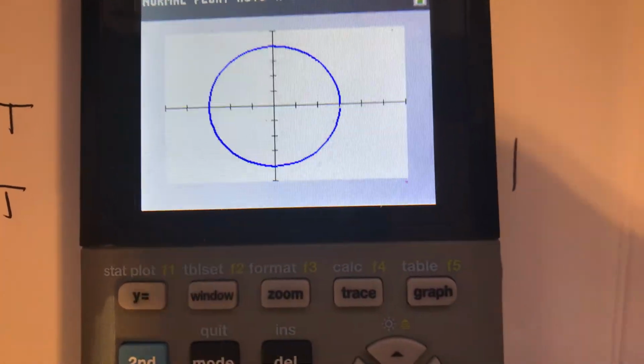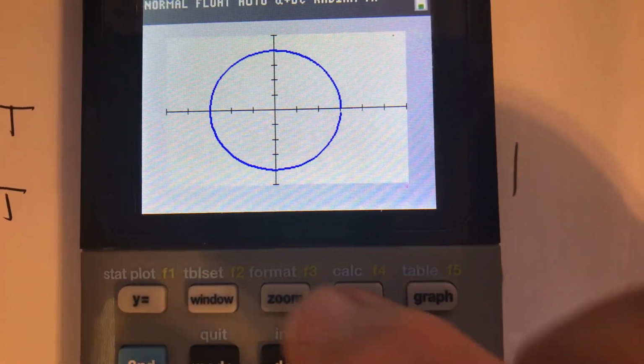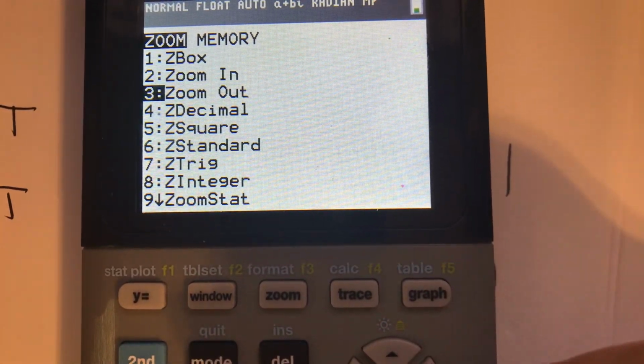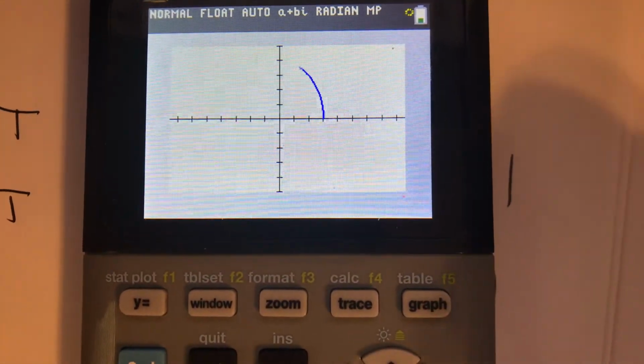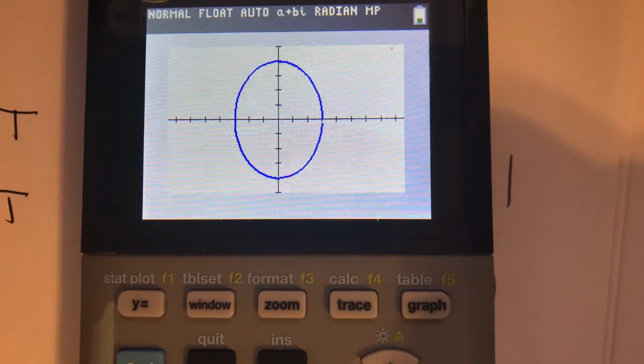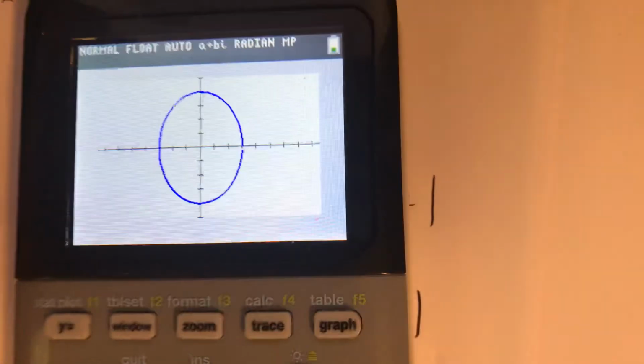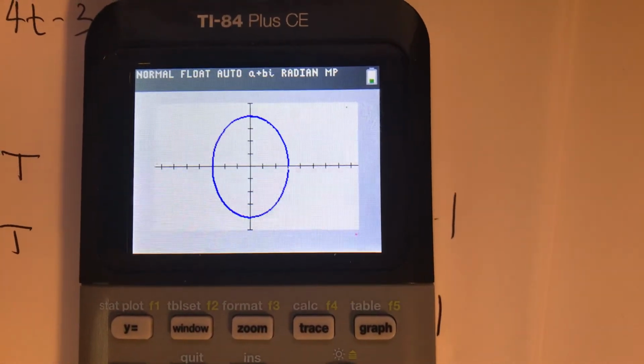Now you can make it look like an ellipse if you'll do the following. If you'll do a zoom square, it'll take care of that for you. It looks more like it's supposed to in that particular case.